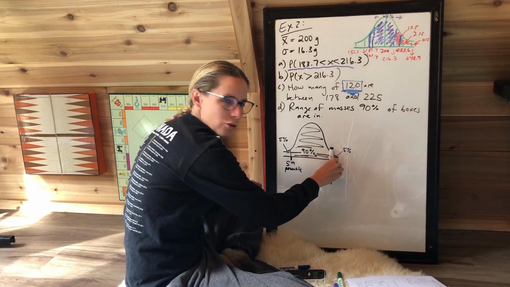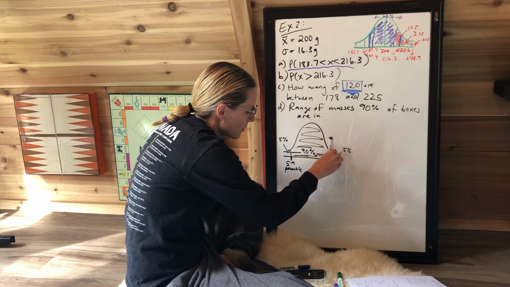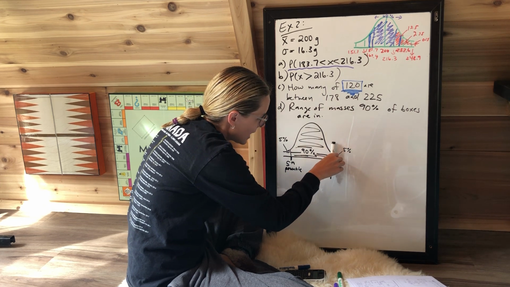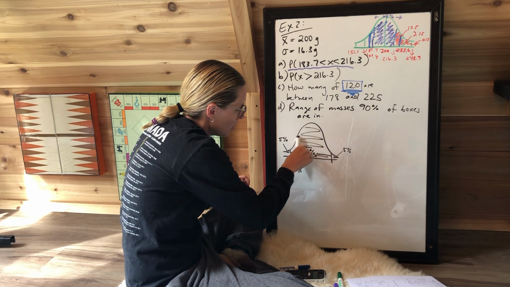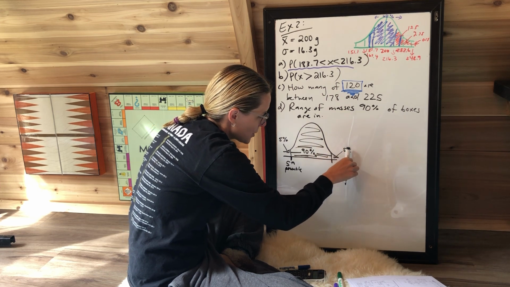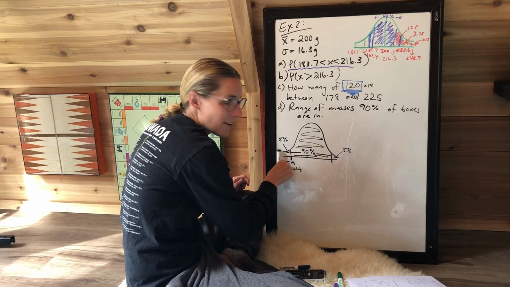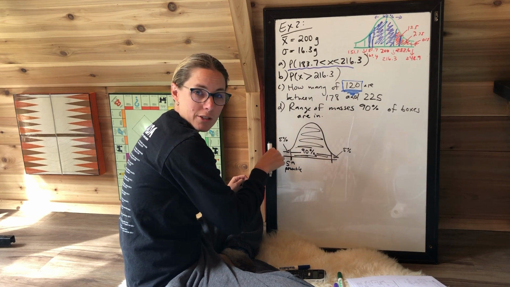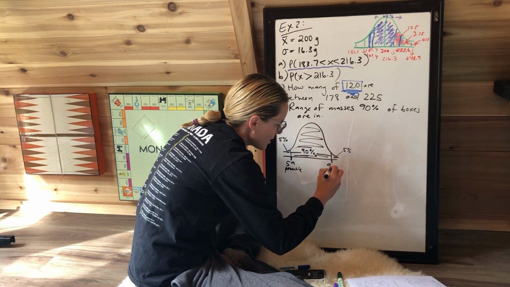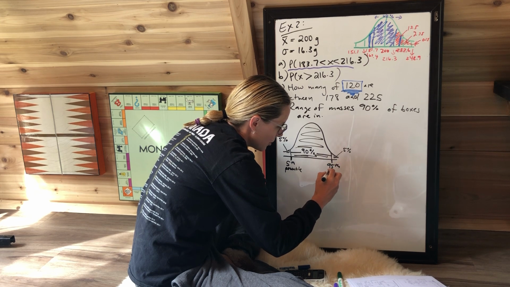Well, what percentile do you think this is? The percentile tells you what percentage of the data is less than a value. From here, there's 5% above. How much is below? 90% plus 5%, so 95th percentile. If 5% is above, this is considered the 95th percentile.